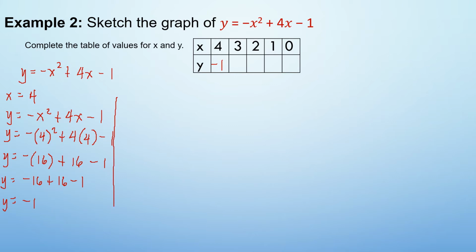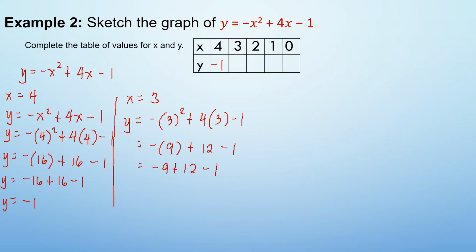Next, if x is equal to 3, so we have y is equal to negative 3 raised to the second power plus 4 times 3 minus 1. Negative of, what is the value of 3 squared? We have 9. 4 times 3 is 12 minus 1. So we have negative 9 plus 12 minus 1. Negative 9 plus 12 is 3 minus 1. We have 2. So if x is 3, y is 2.